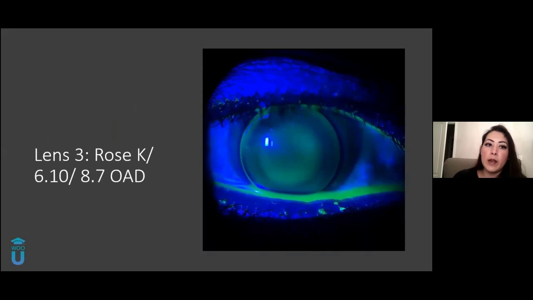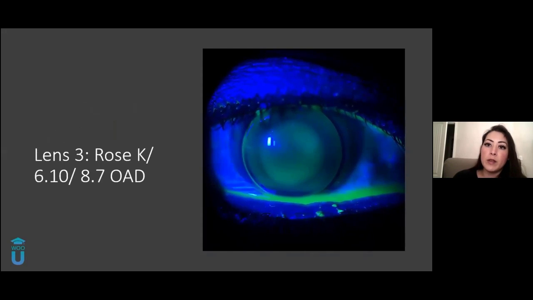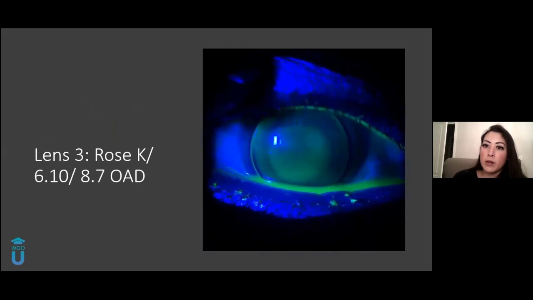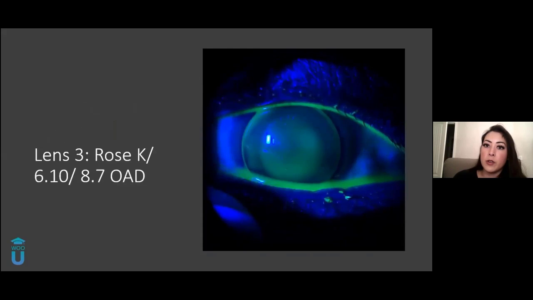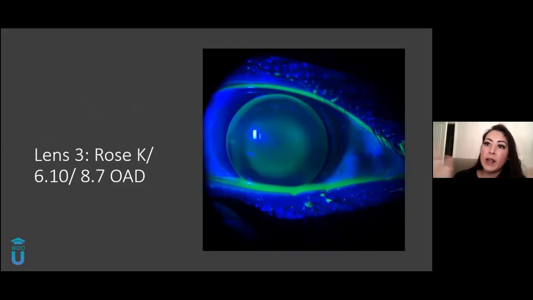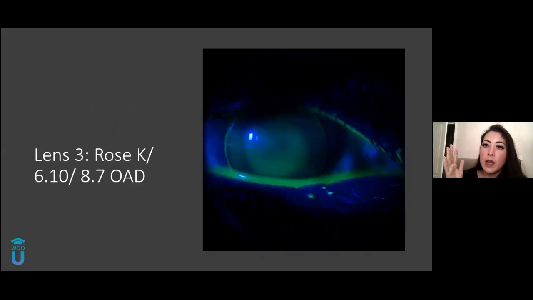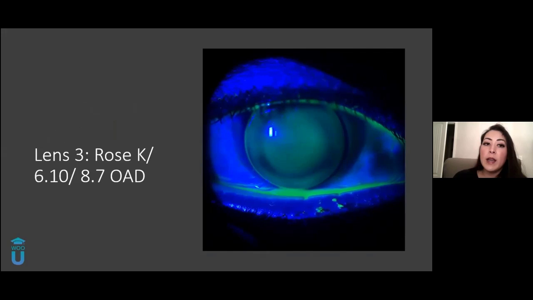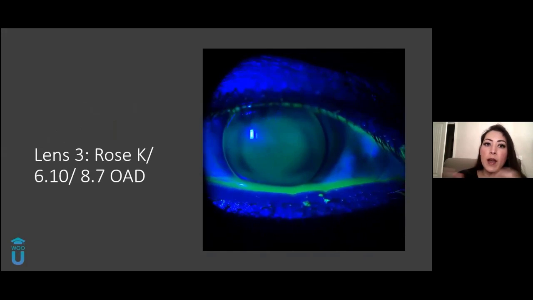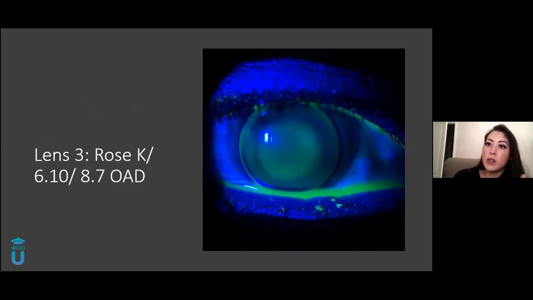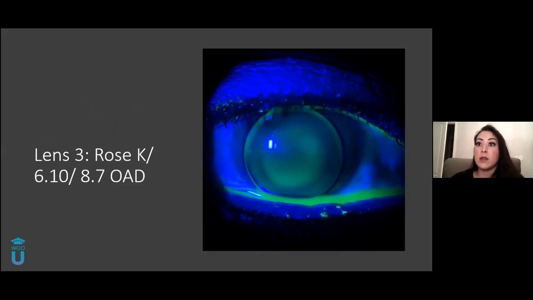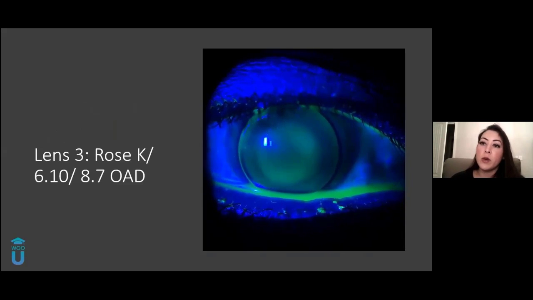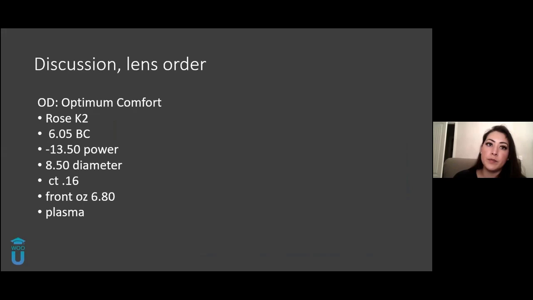So then I ended up going with the 6.1 base curve, which looked a lot better to me compared to the other two. So again, just bracketing the different lens options and getting something that fits on the eye fairly well. And at least you have a starting point. That way you can see, is it touching too much? Okay, let's go steeper. Okay, is there a bubble? Am I getting way too much pooling? Okay, let's go flatter. So with this patient, we ended up ordering the Rose K2.